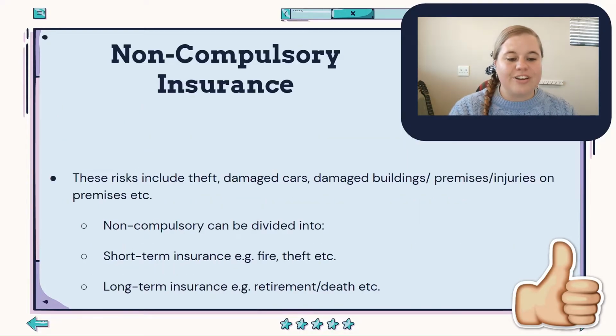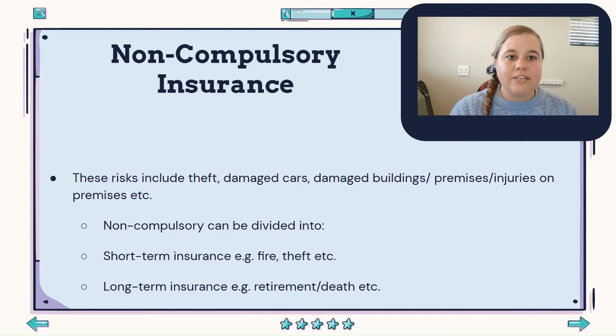These risks include, like I mentioned, theft, damaged cars, damaged buildings and premises, and injuries on premises. Non-compulsory insurance can be divided into short term, so we're looking at fire and theft, and long term, which is like retirement or death.